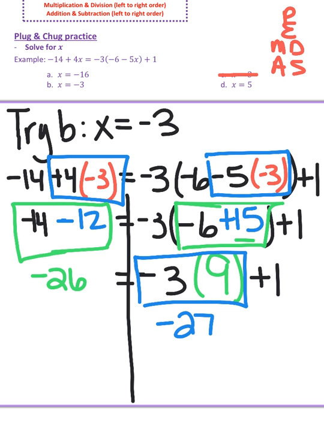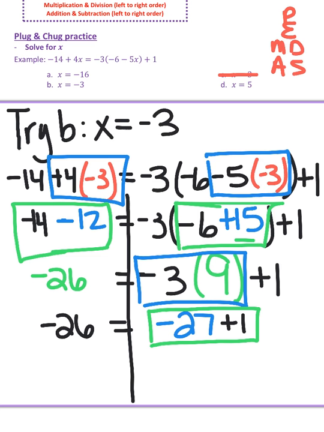Bring everything else down, plus 1. On this side, negative 26 equals, and on the right-hand side, I've got a plus sign there, so that tells me I'm going to put a green box around those numbers. And looking at those numbers, one of them is negative, one of them is positive, so I know I'm going to subtract those two numbers.